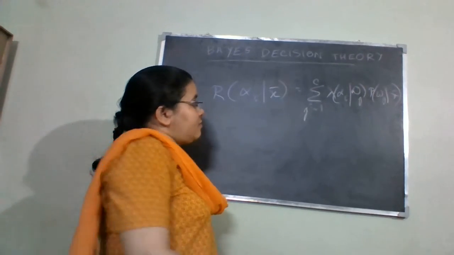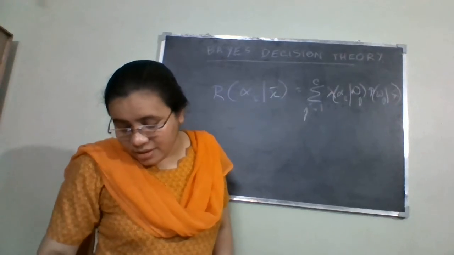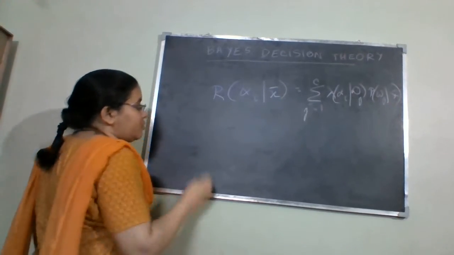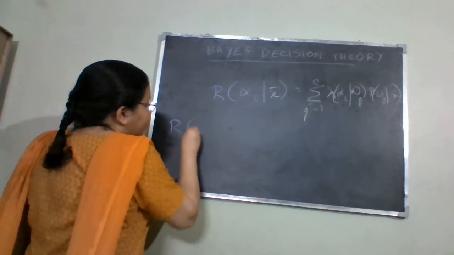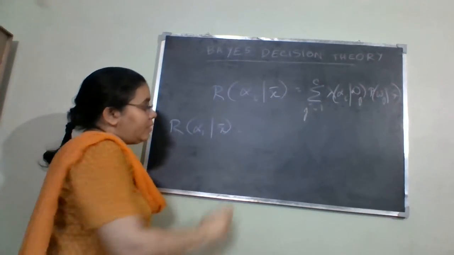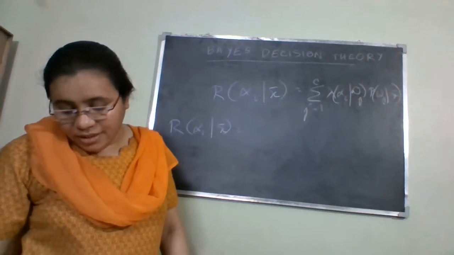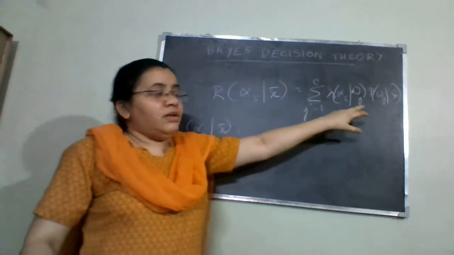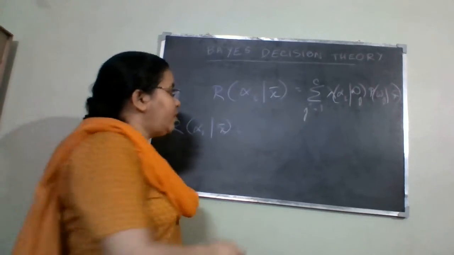Now let's expand this term in case of a two class problem. How will it look over here? Here i becomes 1, because there are two classes and so two decisions. So we will have R alpha 1 slash x bar equal to, now we will remove this summation sign and expand it. So how do we get it? This lambda alpha i omega j, I just now explained, we will be writing as lambda ij. So what will it become?